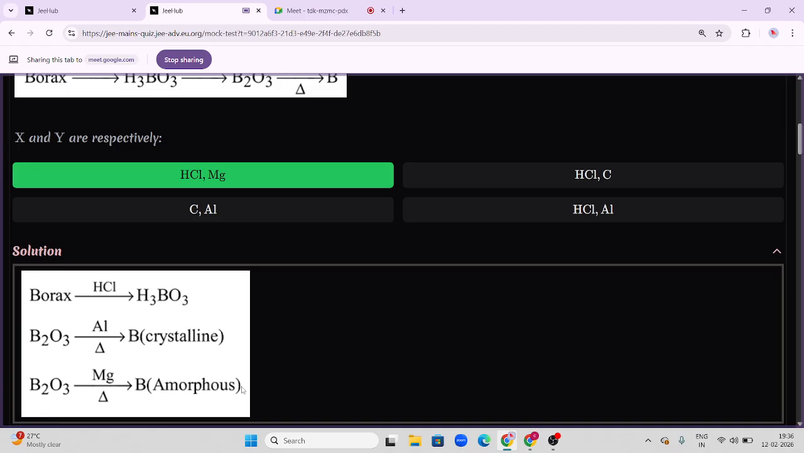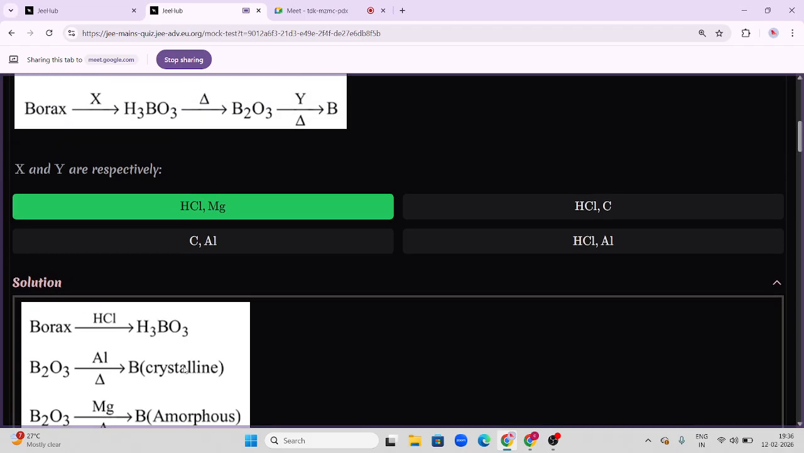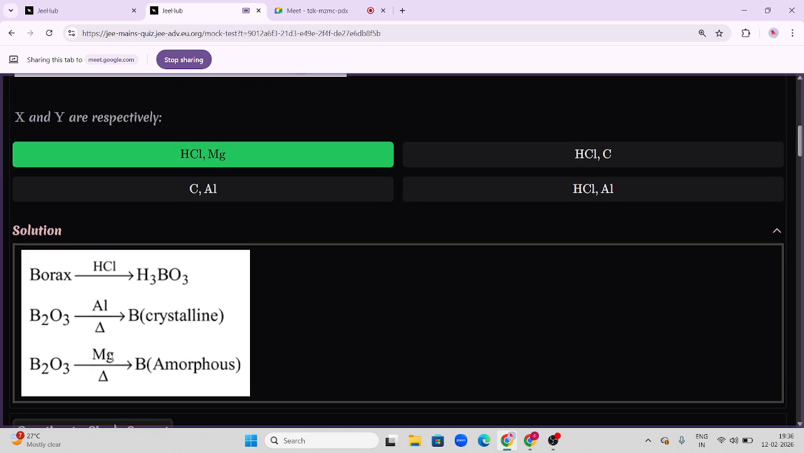Magnesium will form amorphous boron while aluminium will form crystalline boron. Why, ma'am? Among the reactivity of magnesium and aluminium, magnesium is very reactive. So, like organic chemistry, the kinetically favored reaction will be least selective. The faster the reaction happens, the less selective it is. The slower the reaction happens, the more selective it is. Magnesium is a very reactive metal.